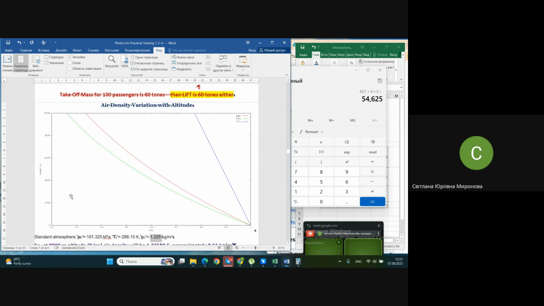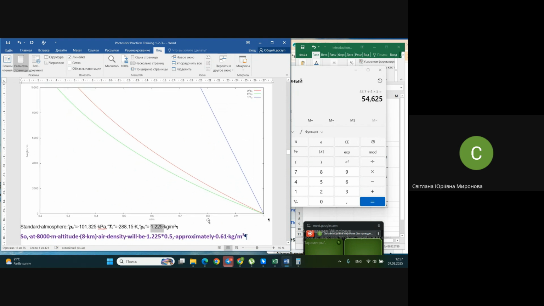Now let's see. Altitude is given in relative terms, of course, from 0 to 1. When altitude is 0, we have the standard atmosphere parameter, this one. When it comes to cruise flight, let it be 800 kilometers. The red line shows approximately 0.4. 0.4 means it will be only 40% of this density. That is also necessary to take into account.